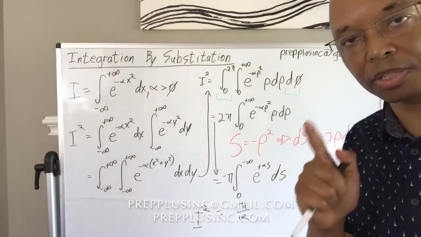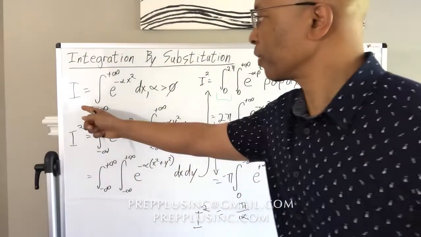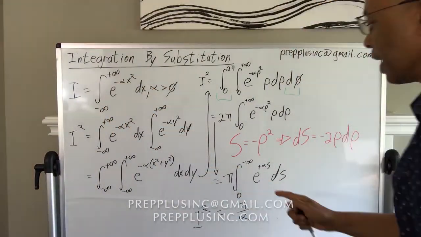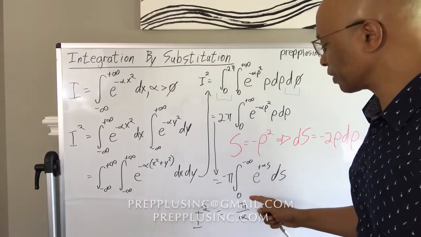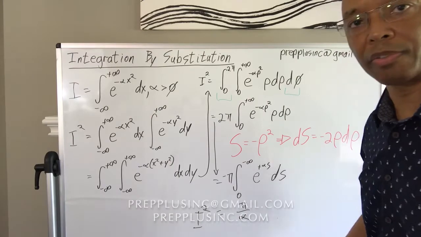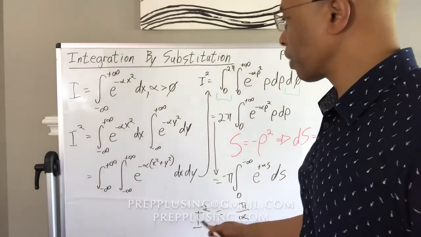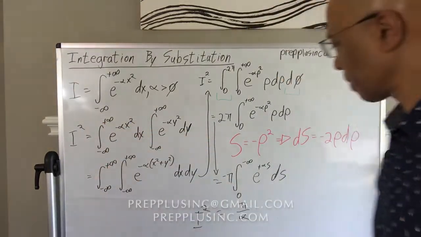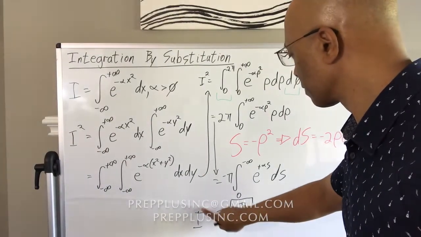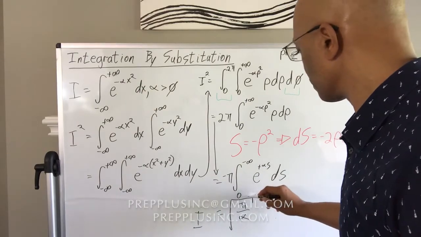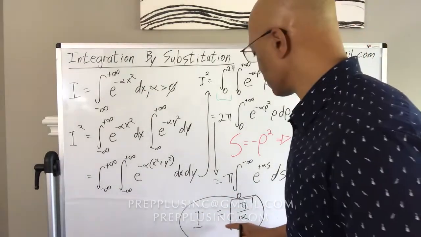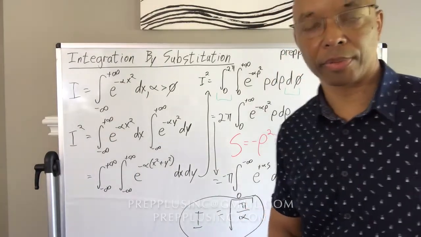So just take a step back. We started off with this really horrible looking integral over the entire x-axis. And now we've got something related to it that is actually a finite quantity, pi over alpha. It's I squared. What we really want is I, so we take the square root. Boom. So this is our answer. This integral is the square root of pi over alpha.